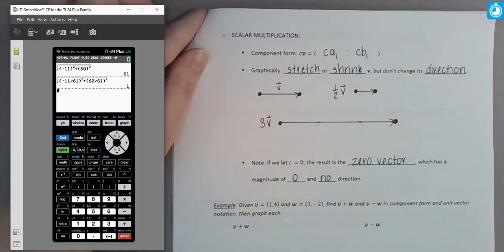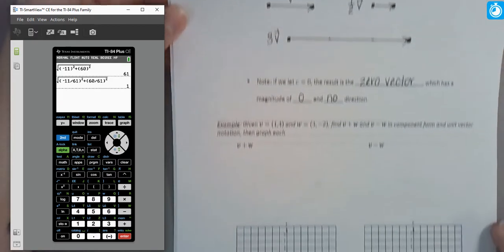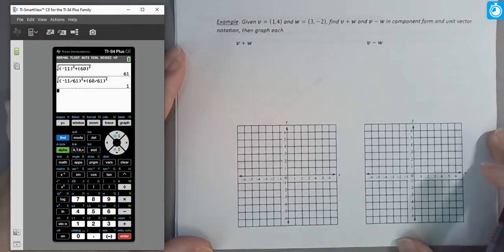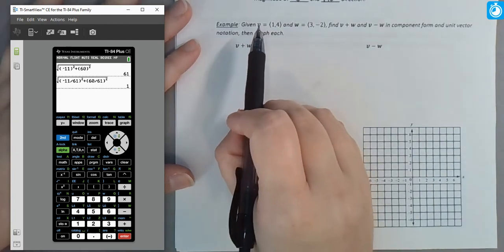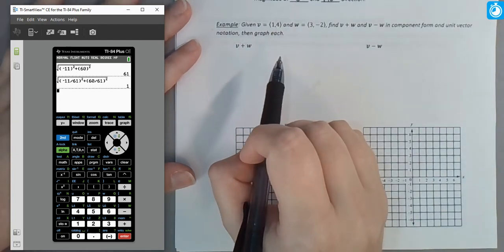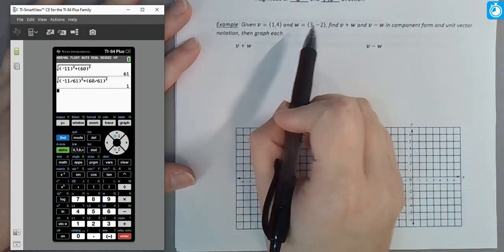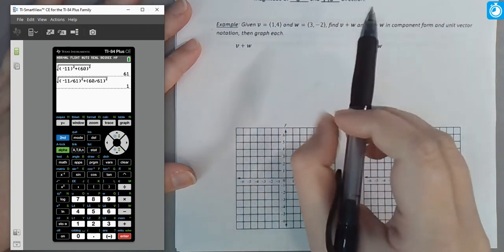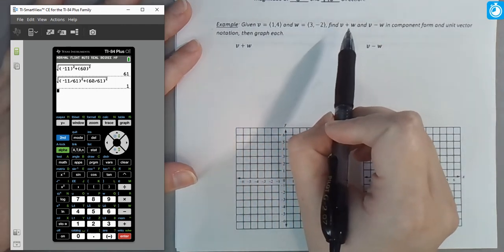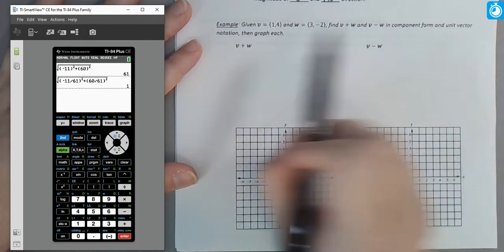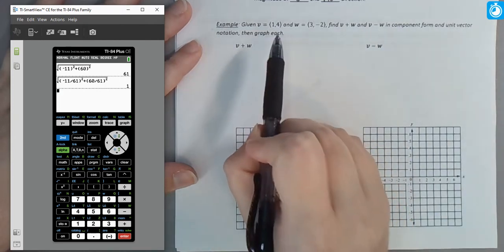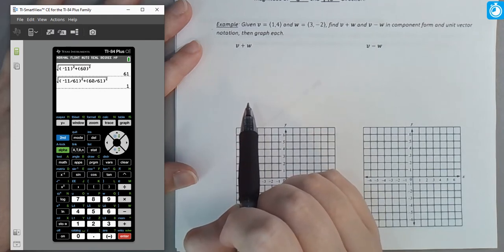Okay, so let's do a little bit of practice with our operations, both algebraically and graphically. So we've been given that the vector v has components 1 and 4, and the vector w has components 3 and -2. So we want to find v plus w and v minus w in component form and unit vector notation, and then we want to graph each of them.